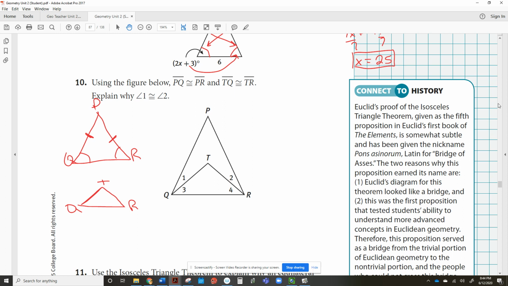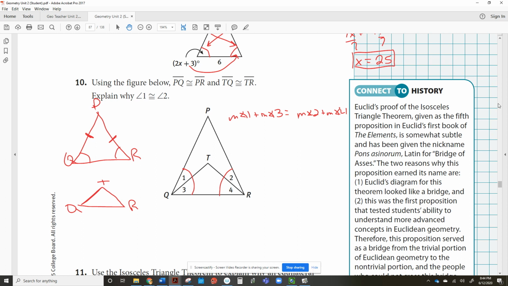Those are the legs. That means this angle is equal to that angle. Now notice that that's this big angle, so that's 1 and 3 together. So that means that the measure of angle 1 plus the measure of angle 3 is equal to the measure of angle 2 plus the measure of angle 4.